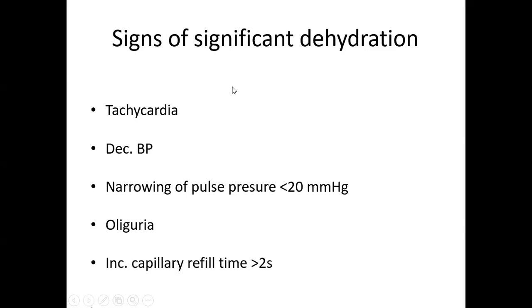So these are the signs of dehydration: tachycardia, decreased blood pressure, narrowing of the pulse pressure, and oliguria. The urine output is reduced, and capillary refill time is increased to more than 2 seconds. So these are the signs of dengue hemorrhagic shock.